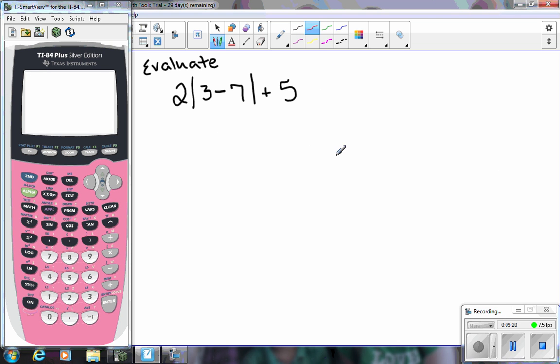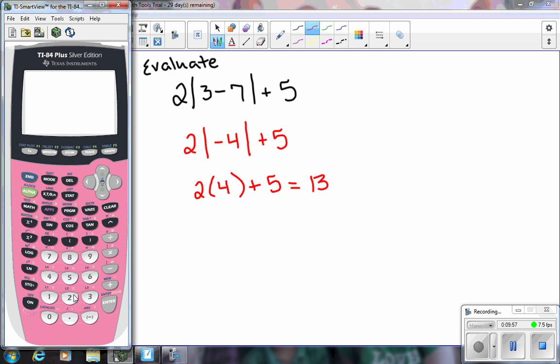Okay, let me show you another problem here with absolute value. When you're evaluating this problem, let me just show you by hand first. You treat the absolute value like you would parentheses. So we have 2 times the absolute value of 3 minus 7, which is negative 4, plus 5. Remember absolute value, and we're going to be talking about this coming up in class, but just as a review, the absolute value of negative 4 is 4 because it's talking about the distance from 0. So we have 2 times 4 plus 5 is 13.